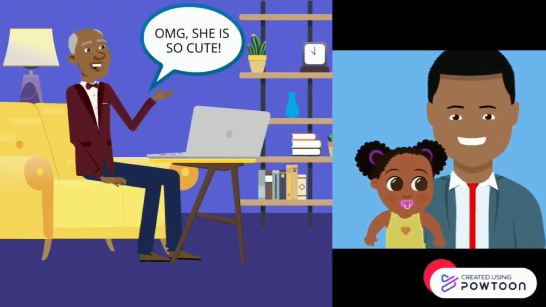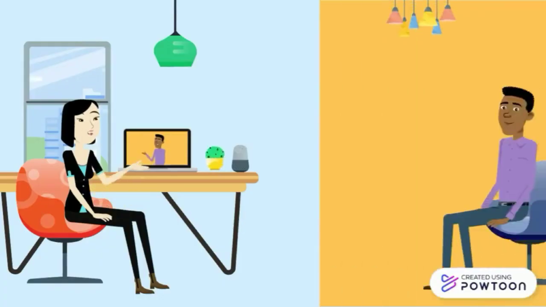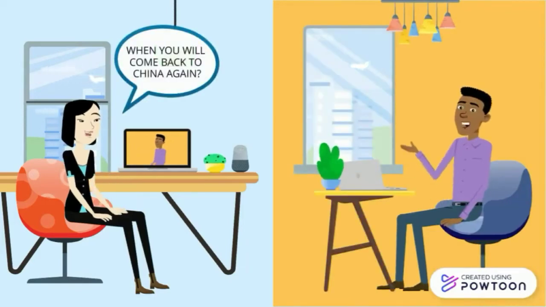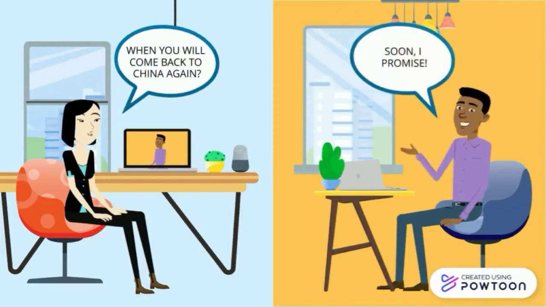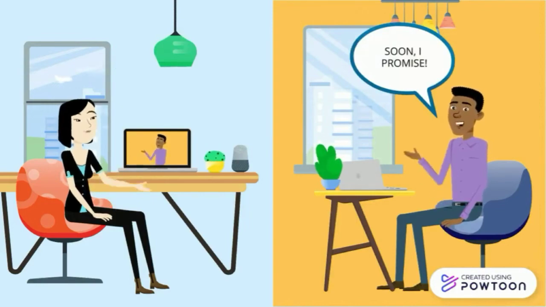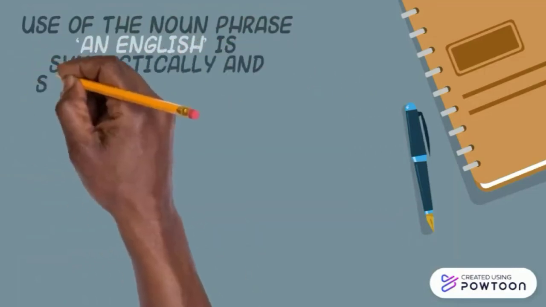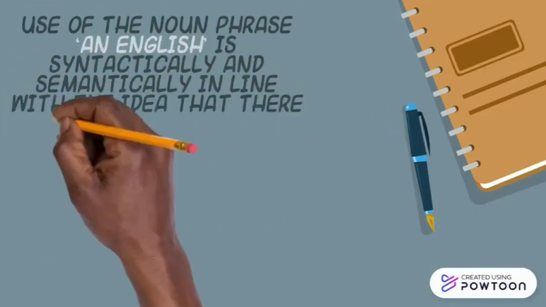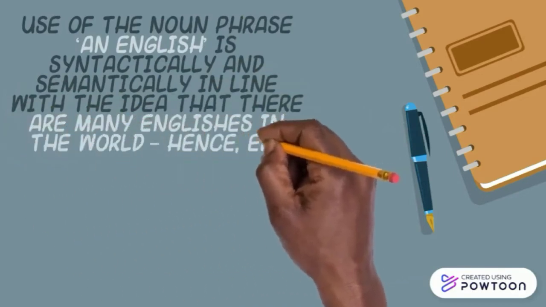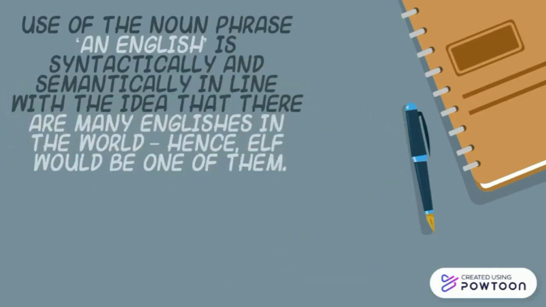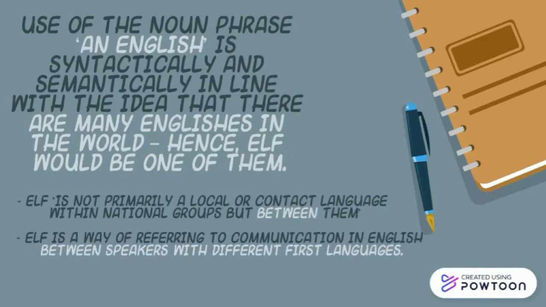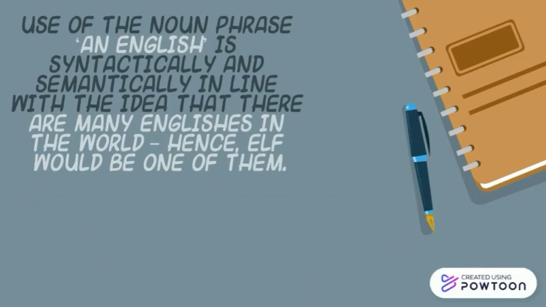It is not clear, that is, whether ELF is about form or function, but to simplify, this initial definition suggests that ELF is a variety of English, and the use of the noun phrase in English is syntactically and semantically in line with the idea that there are many Englishes in the world, hence, ELF would be one of them. ELF is not primarily a local or context language within national groups, but between them. ELF is a way of referring to communication in English between speakers with different first languages.